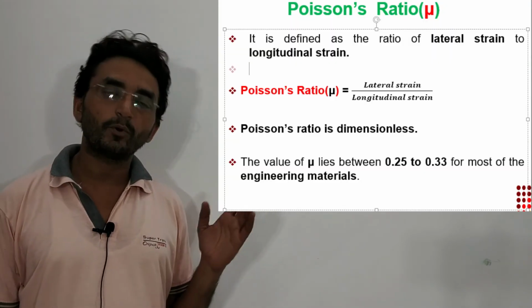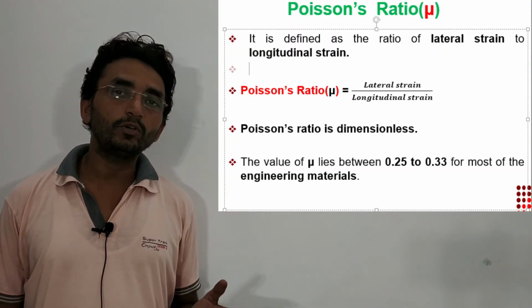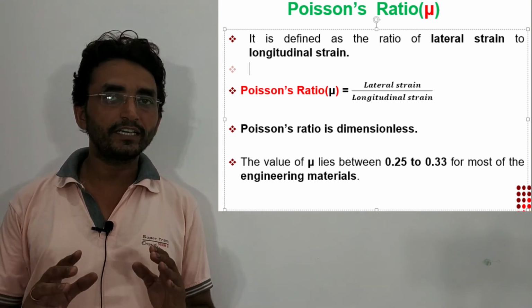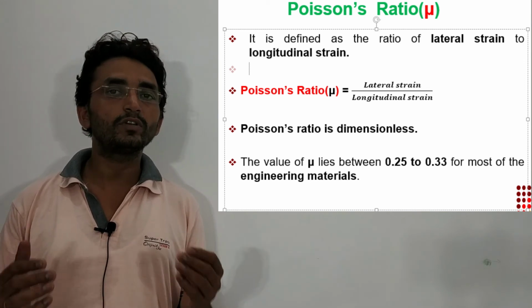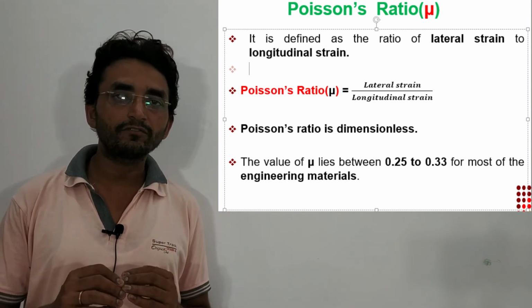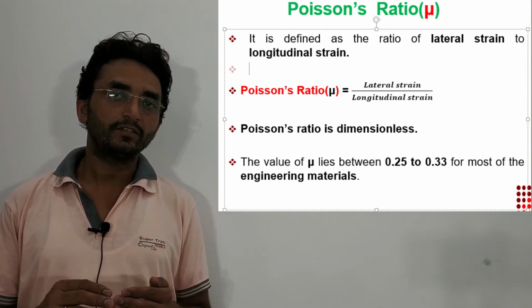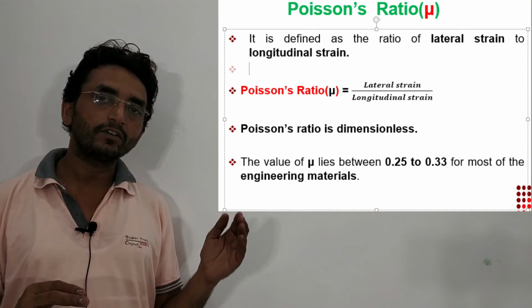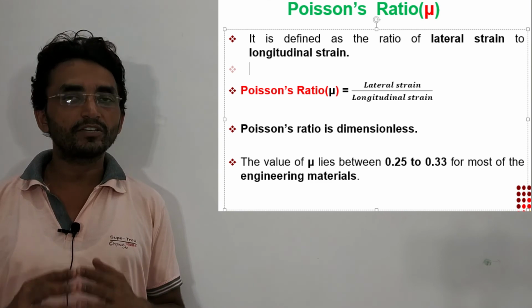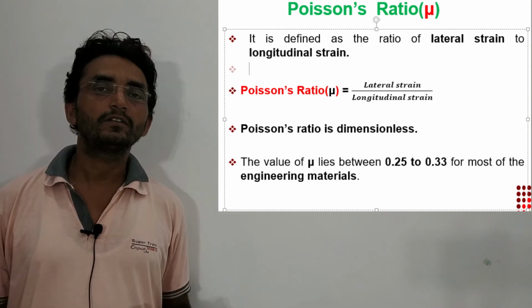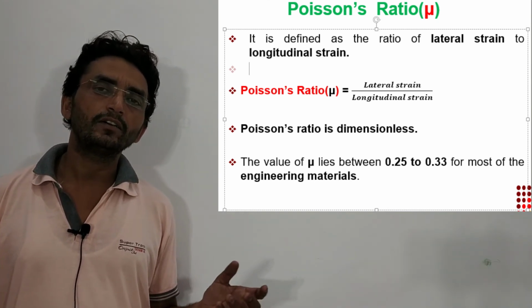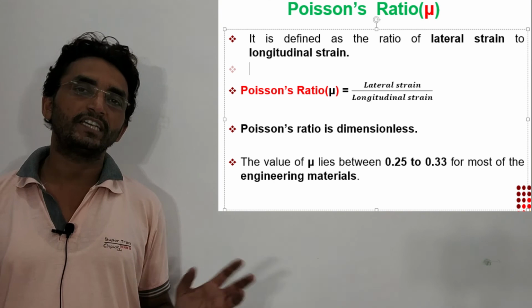So the next topic is Poisson's ratio. As I told you, whenever a body is subjected to any kind of load, the strain developing in the direction of force is known as longitudinal strain, and the strain developing perpendicular to the direction of force is known as lateral strain. So the ratio of lateral strain to longitudinal strain is known as Poisson's ratio. It is a dimensionless quantity, it has no unit, and the value of Poisson's ratio may be 0.25 to 0.33 or 0.35 for most of the engineering materials.